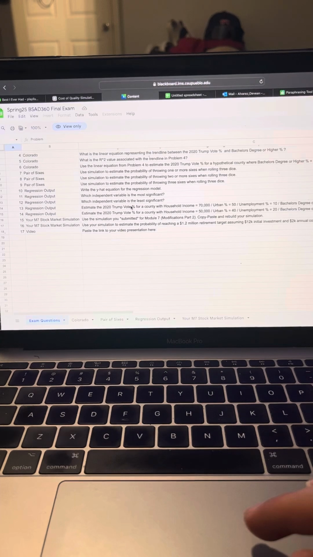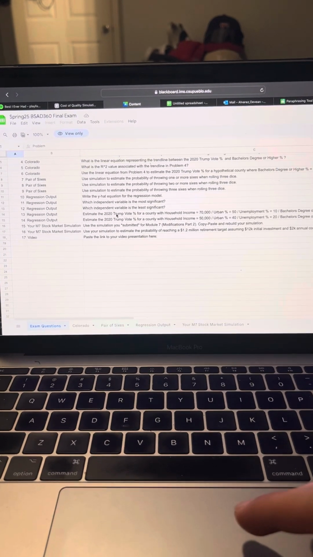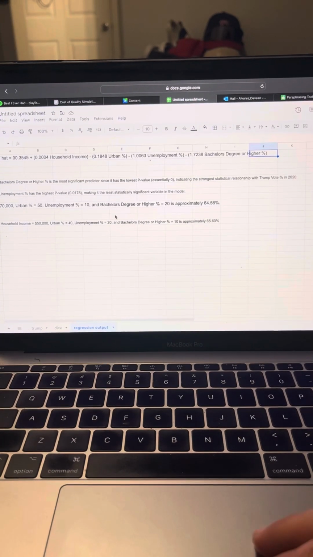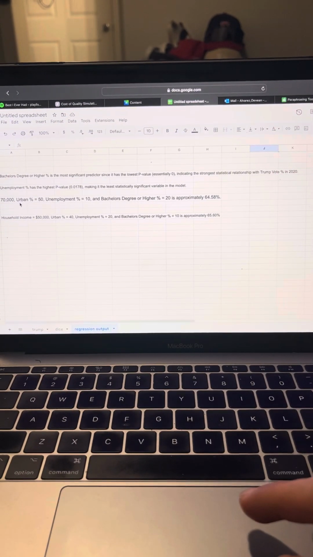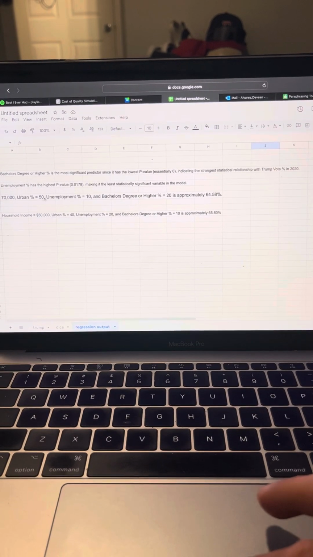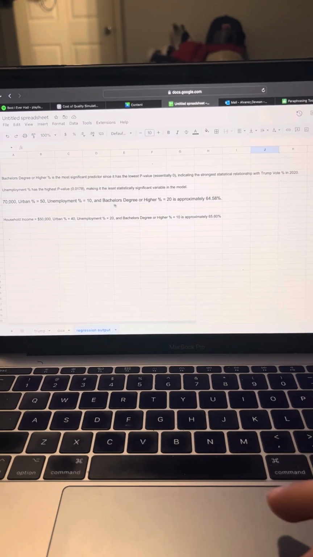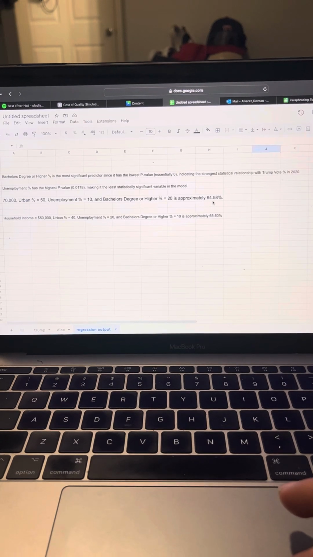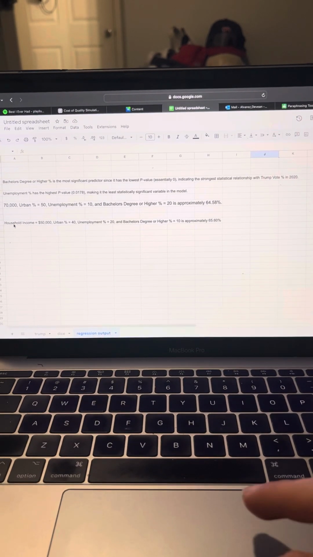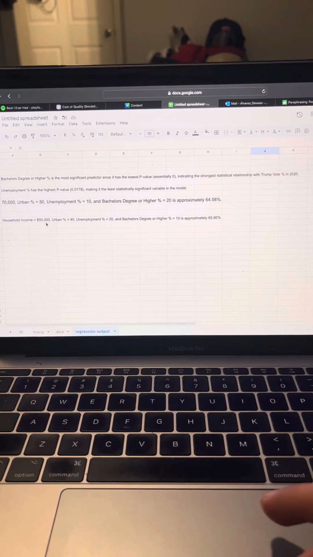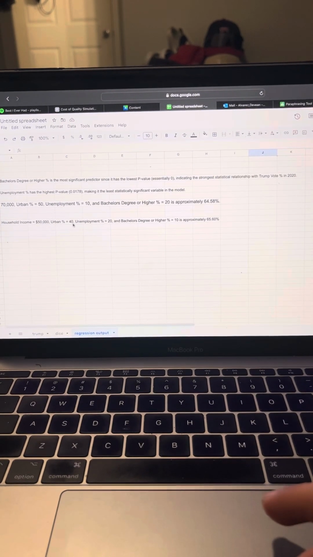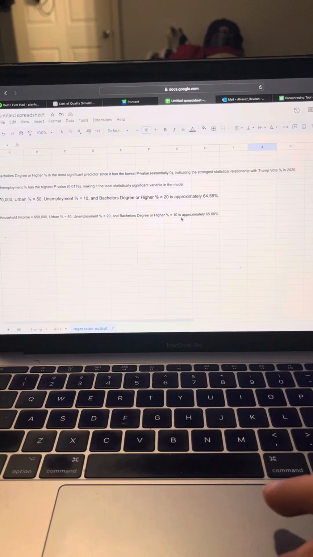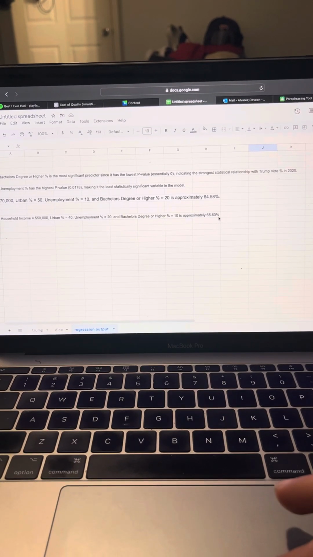And then I have 13 and 14. The household income equals 70,000, urban percent equals 50, unemployment percent equals 10, and bachelor's degree or higher percent equals 20 is approximately 64.58%. The household income equals 50,000, urban percent equals 40, unemployment percent equals 20, and bachelor's degree or higher percent equals 10 is approximately 65.6%.